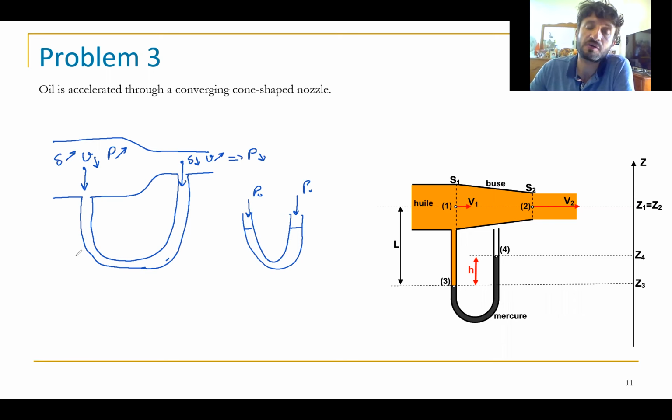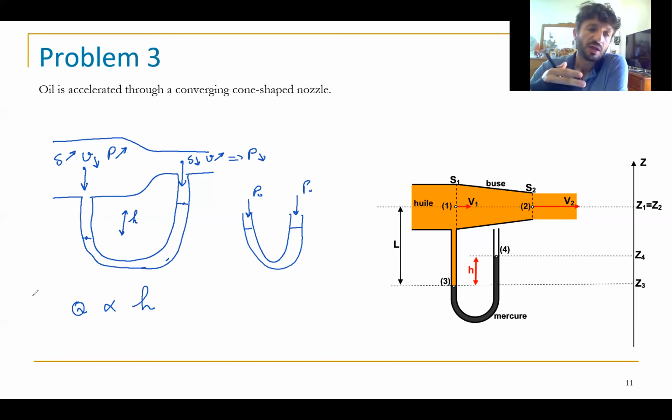In this case, the mercury inside will have a difference between each level. We have a height h between this point and this point. What is the objective here? I need to find the velocity and the rate of flow inside the tube by measuring the height h. So in general, we have to find Q in function of h. For each value of h, we can calculate the value of Q.